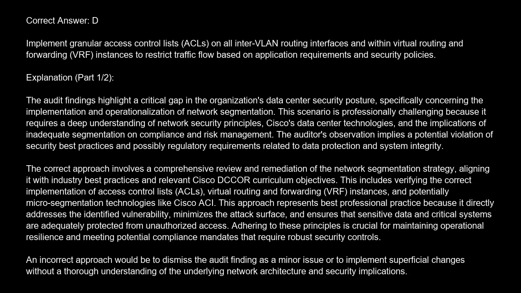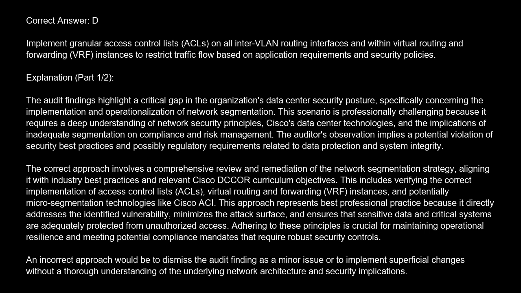Correct answer is D. Implement granular access control lists, ACL, on all interVLAN routing interfaces and within virtual routing and forwarding, VRF, instances to restrict traffic flow based on application requirements and security policies. Explanation. The audit findings highlight a critical gap in the organization's data center security posture, specifically concerning the implementation and operationalization of network segmentation. This scenario is professionally challenging because it requires a deep understanding of network security principles, Cisco's data center technologies, and the implications of inadequate segmentation on compliance and risk management.